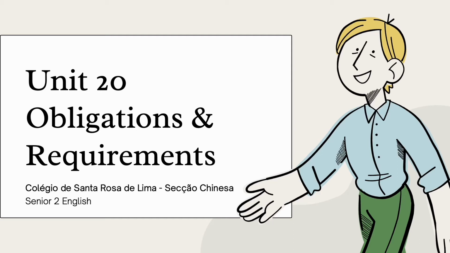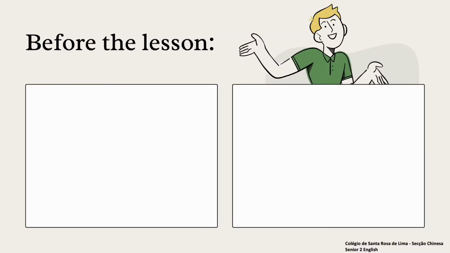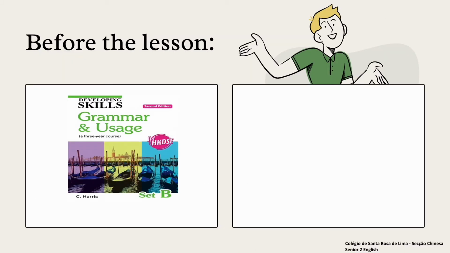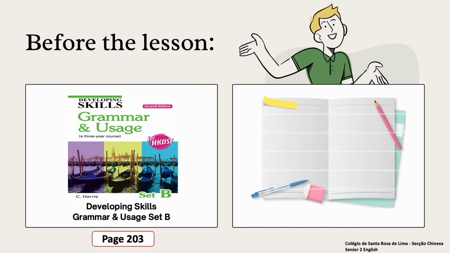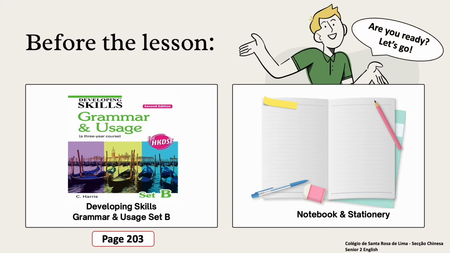Hello students, today we're going to talk about Unit 20, Obligations and Requirements. Before the lesson, I want you to take out your grammar book and turn to page 203. You can also take out your notebook and the stationery you need to jot down some notes. Now, are you ready? Let's go!